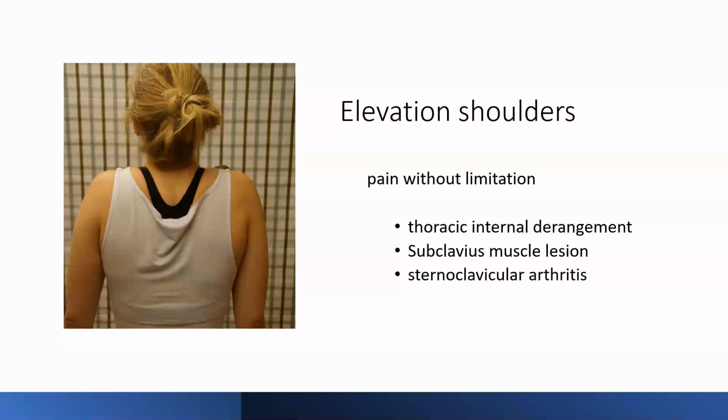And if the patient has pain somewhere between the scapulae, mostly that goes together with a thoracic internal derangement. But if the patient has pain under the clavicle anterior, that can go together with a subclavius muscular lesion, which is very rare. Or also anterior pain can go together with a sternoclavicular arthritis. But then, of course, other movements like retraction, protraction, and so on will be positive.